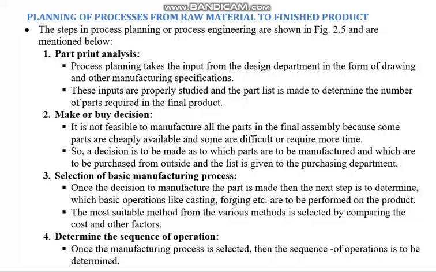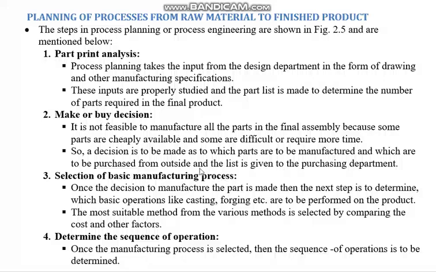Because of which it is better that you do not do it, but instead outsource it. Ask someone else who is a specialist in that to do it. So a decision is to be made as to which parts are manufactured and which parts are purchased from outside, and the list is given to the purchasing department. Suppose the design department has given you part drawings of some 100 things, out of which some can be bought from outside. So you have decided whether to buy or make.